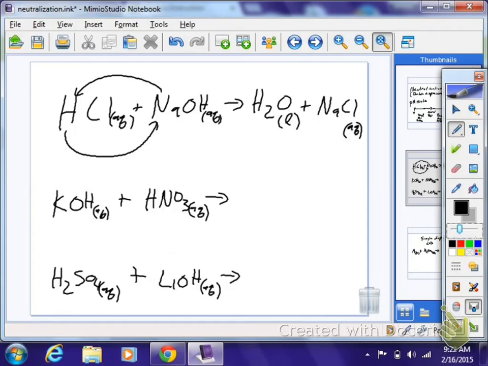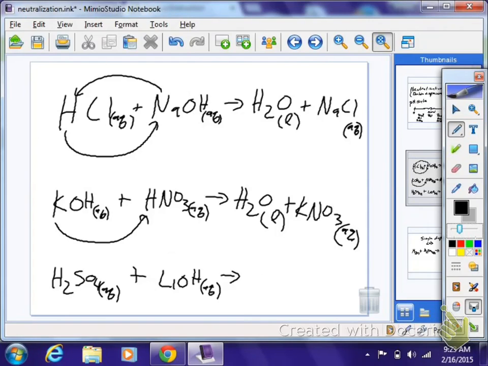Okay, now that you've had time to look at that, the K will replace the H. So we end up with, again, H2O. We'll always end up with water when we have an acid and base that we're reacting. And then the K will go with the NO3. And we know all nitrates are soluble according to our solubility chart. And so that's what it would look like. Any questions? It's just a double displacement.